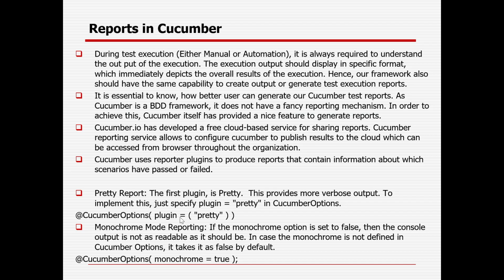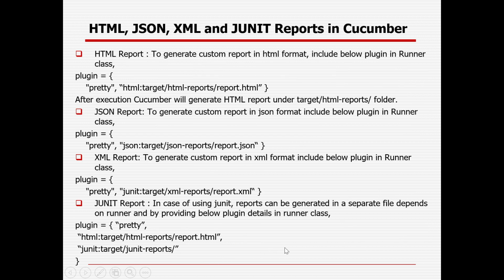So monochrome equal to true. Monochrome mode reporting: if the monochrome option is set to false, then the console output is not as readable as it should be. In case monochrome is not defined in the Cucumber options, it will take false by default. You need to use monochrome equal to true. Then you can generate an HTML report, JSON report, and XML report.